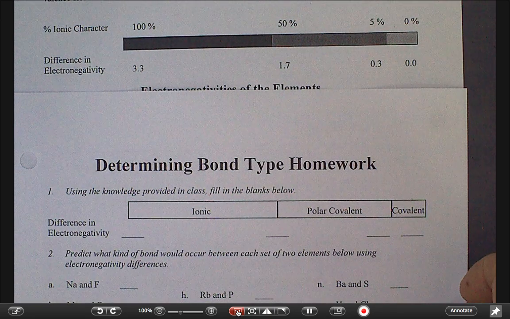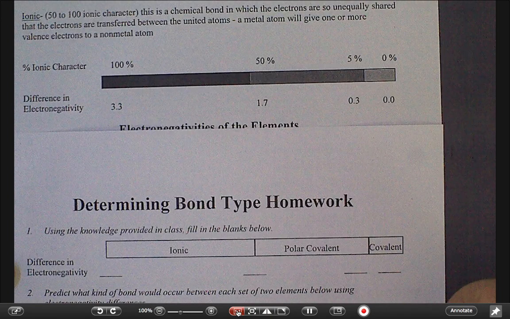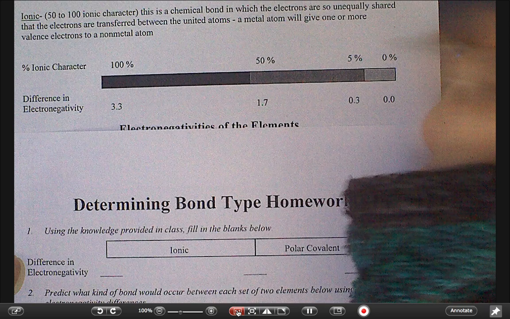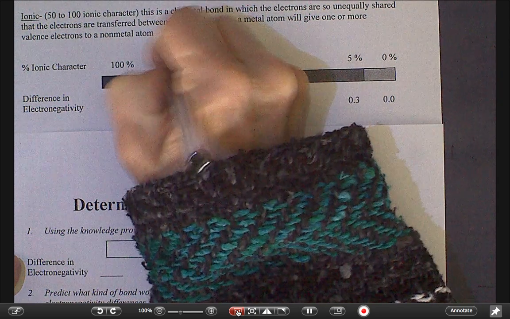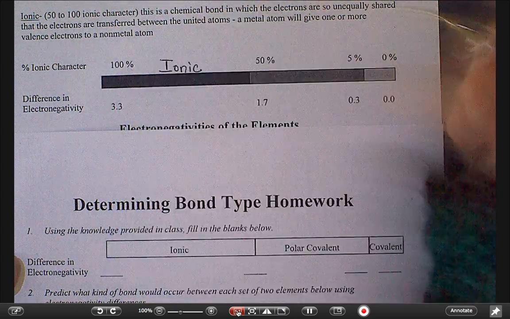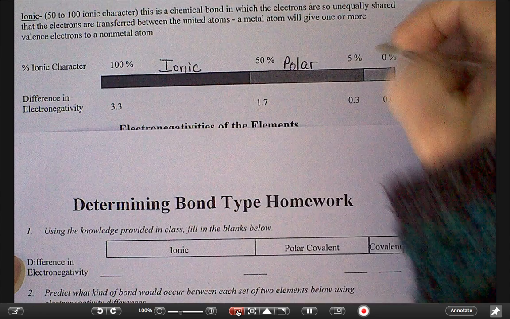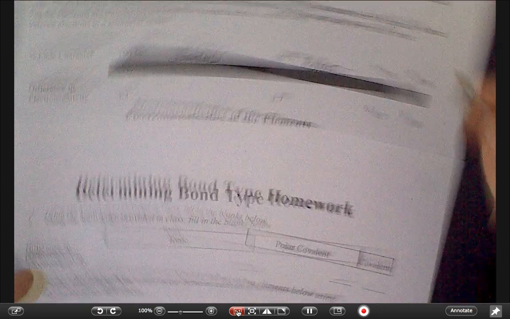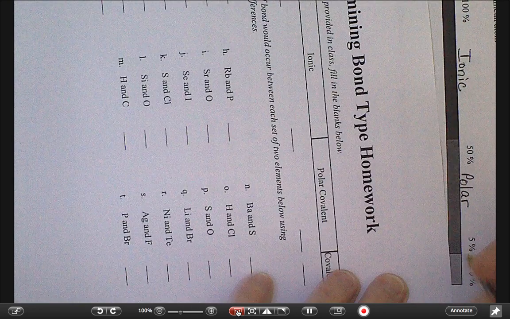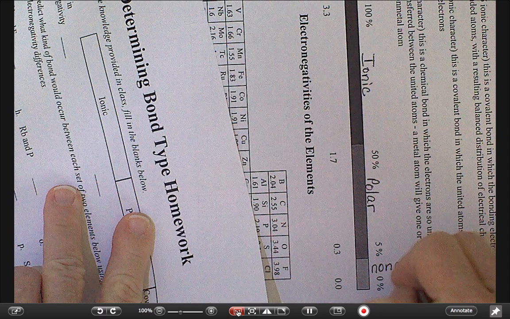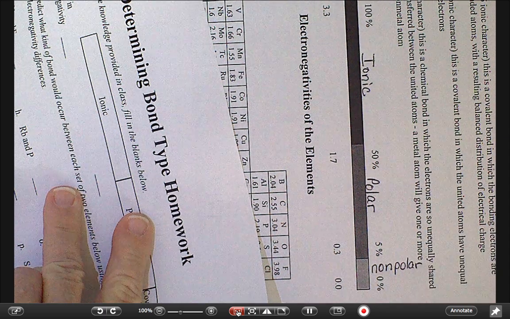Now then, what I would like for you to do is first, let's fill in right here. See how I'm kind of lapped over? Write ionic right here. Write polar here. And then you'll kind of have to turn it sideways and write nonpolar here. Did I go off the video? Okay? Alright.